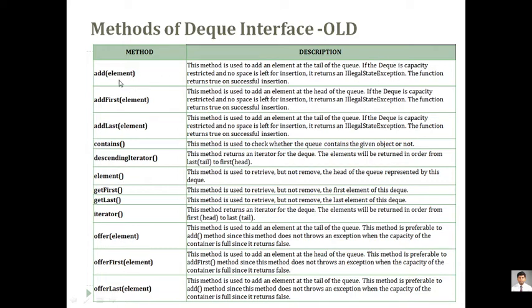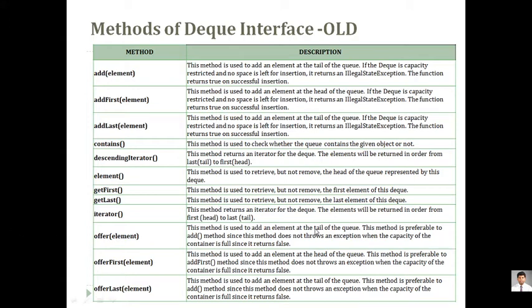offer. Offer is nothing but the same as add. You are offering something to the list. You are offering something to the queue. So offering means adding an element. It's just like an add function. But here you will find that there is no exception being thrown by this function. So whenever you are using this function, there is no possibility of an exception being thrown. So it is always preferred over add.